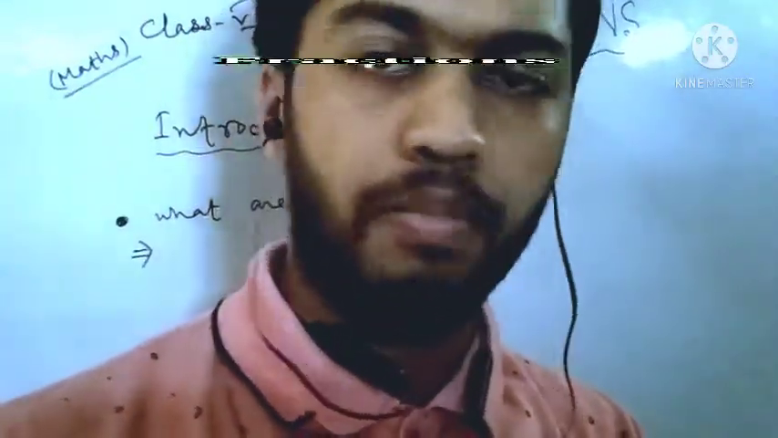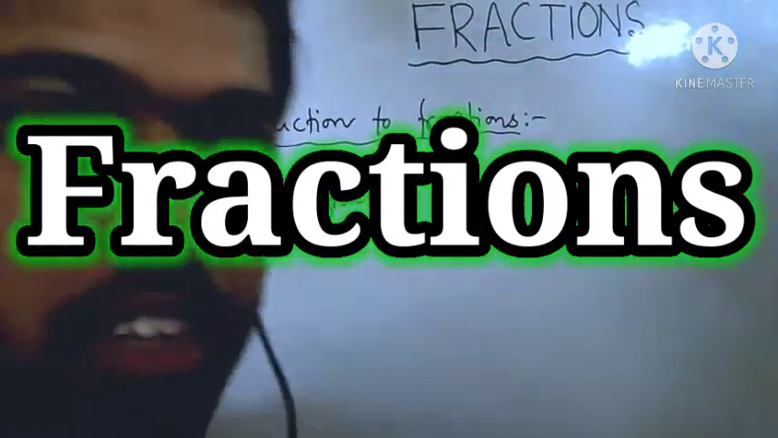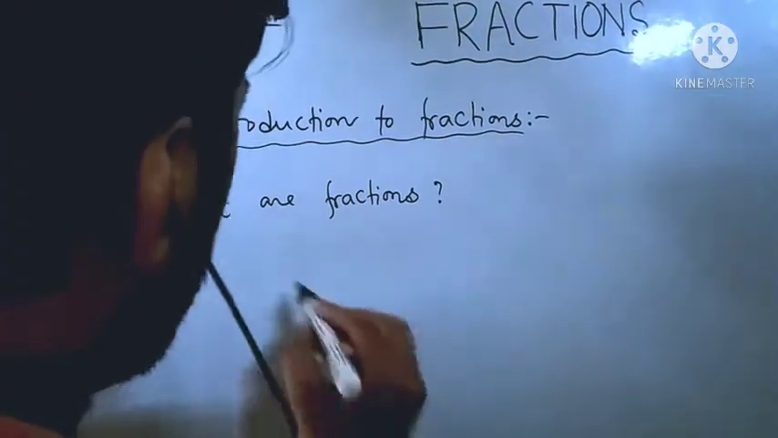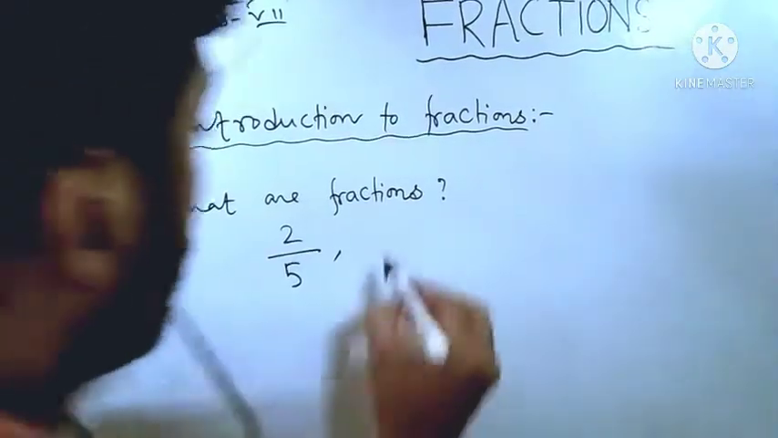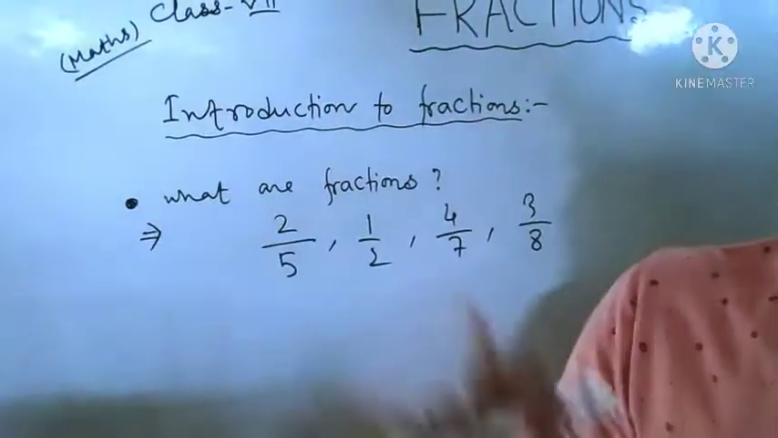Start a new chapter, that is fractions. So we'll discuss what a fraction is first. Introduction to fractions. What are fractions? You see this type of numbers: 2 by 5, 1 by 2, 4 by 7, 3 by 8. These types of numbers are called fractions.